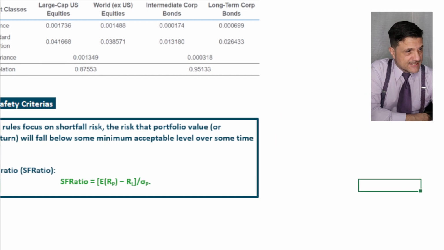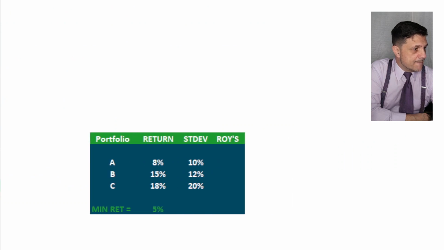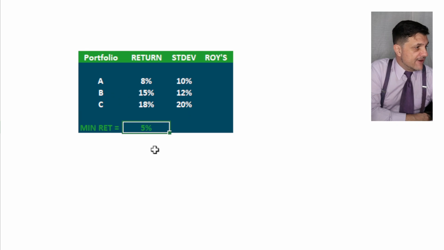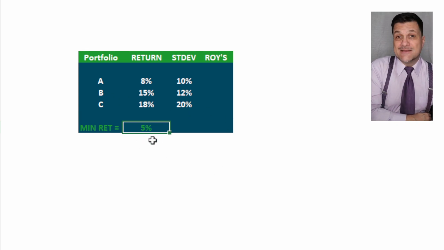Let's do a quick example here for us to see that. Okay, there we go. So look at that. I have 3 portfolios, A, B, C. I have the returns and standard deviations, and I need to know which one of those 3 portfolios is the best one for a client that requires a minimum of 5% return. Look at that. That's the minimum required.